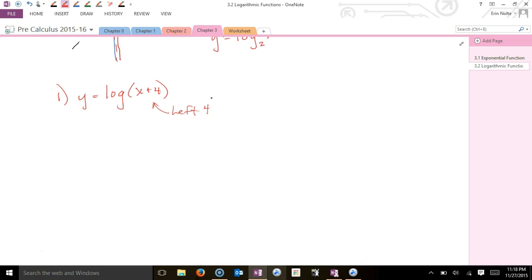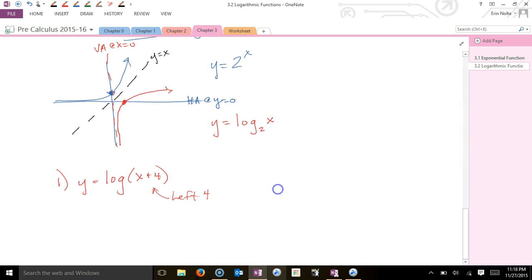I want to think about this red piece, right? Just the red. And I'm not even going to think about the exponential piece anymore. I'm just going to use the red piece to help me move this with translations.